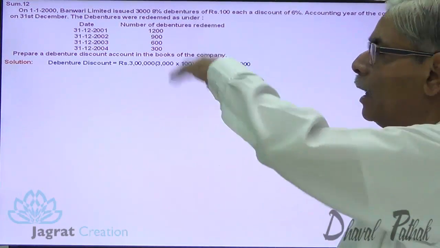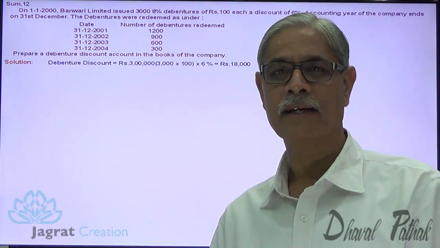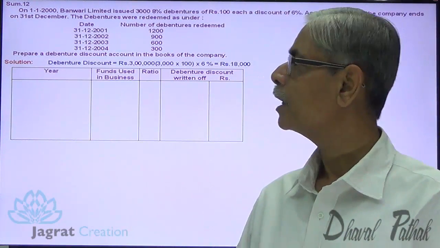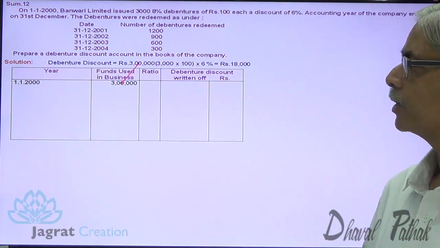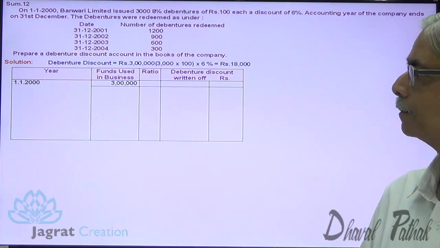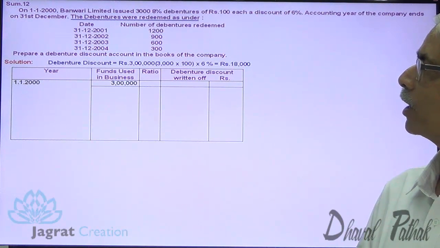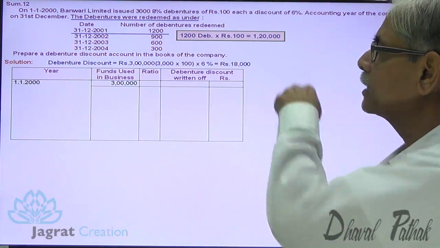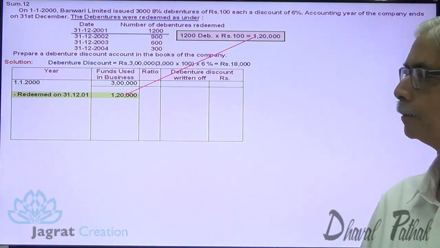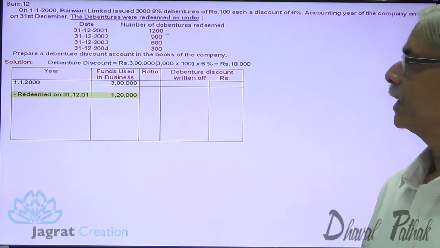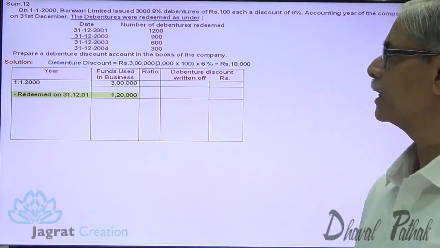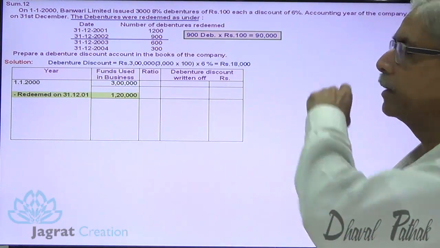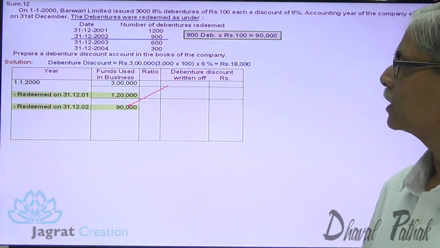Now, I want to work out how this debenture discount gets written off. For that, look at this working note. Funds used in the business. Debentures issued on 1st of January 2000, 3 lakhs. First redemption on 31st of December 2001, 1,200 debentures into 100 is 1,20,000. Next redemption, 31st of December 2002, 900 into 100, 90,000.